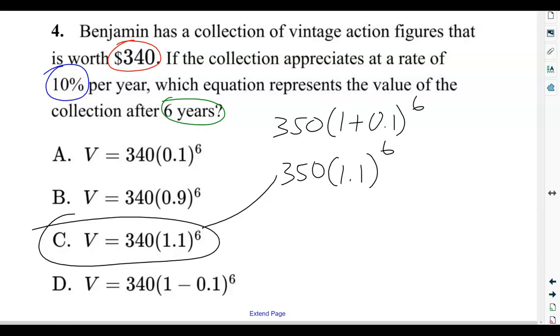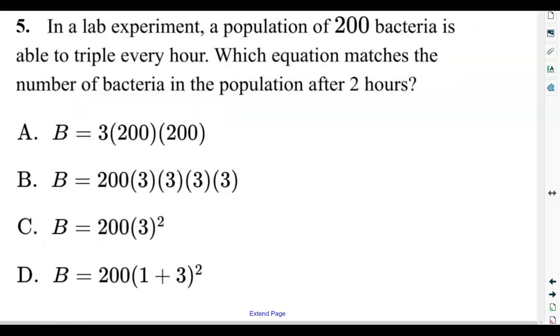All right, let's take a look at another example. Okay, in a lab experiment, a population of 200 bacteria is able to triple every hour. Which equation matches the number of bacteria in the population after 2 hours? Okay, so we want to find out our starting point, our common ratio, and our input. So here we have the starting point, 200. We have the common ratio, triple every hour.